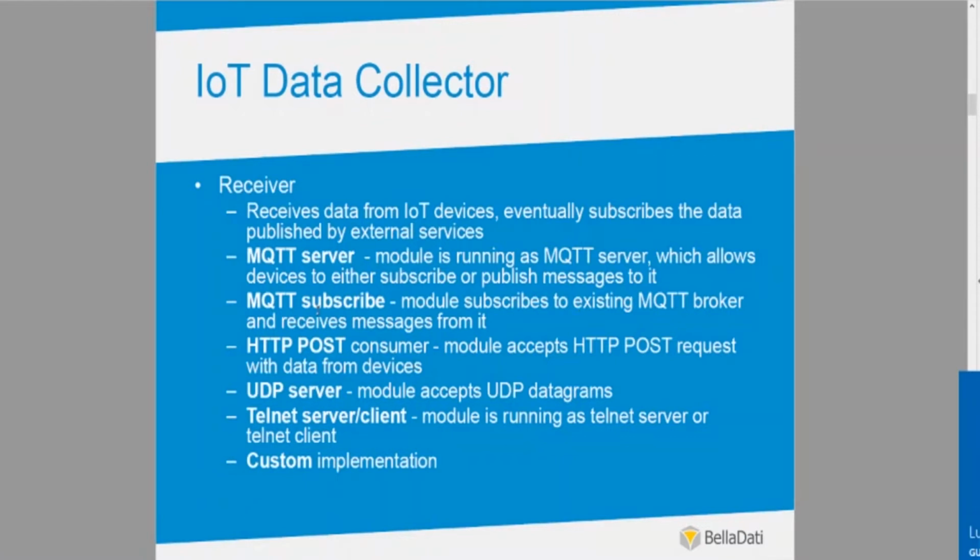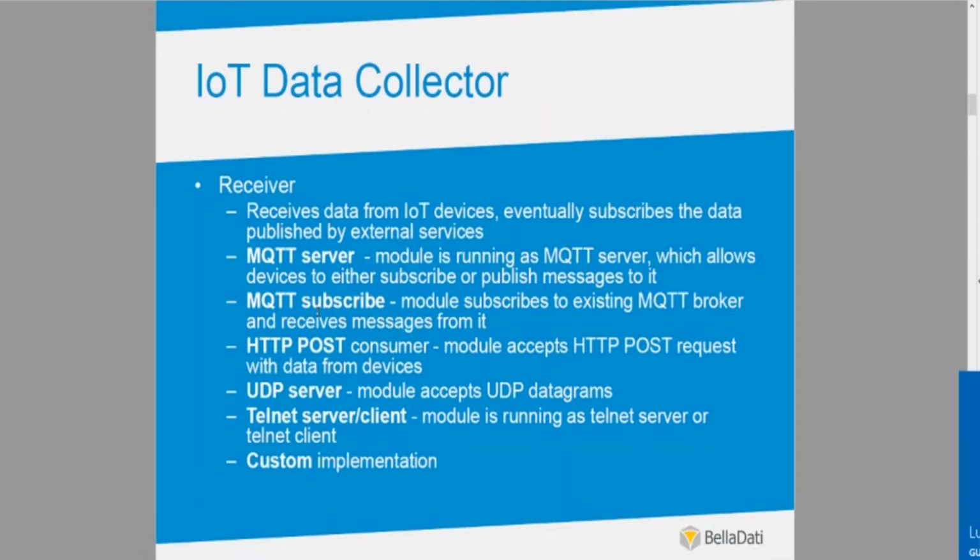Then the operation mode subscriber is just from the other side, so the receiver is able to subscribe to an existing MQTT broker and receive data from it. Then a very simple one, HTTP post consumer, which accepts data from an HTTP post request. Of course, it could be a put request, it could be a get request. It is not stuck on the post request, but this is the most common one.